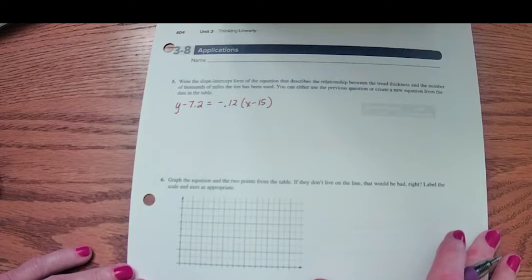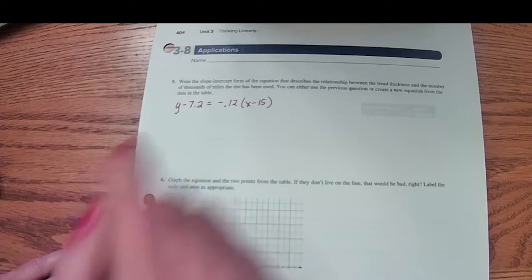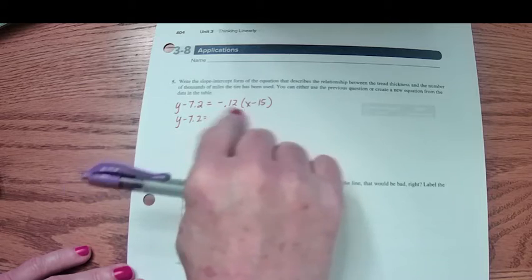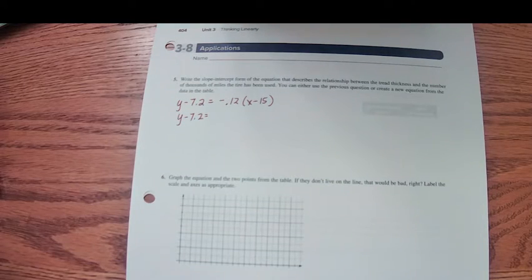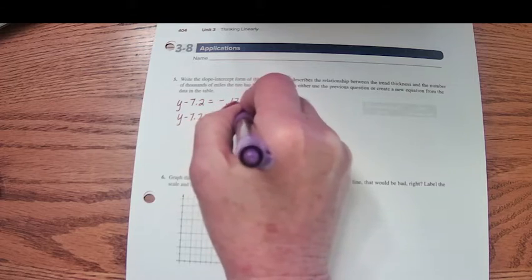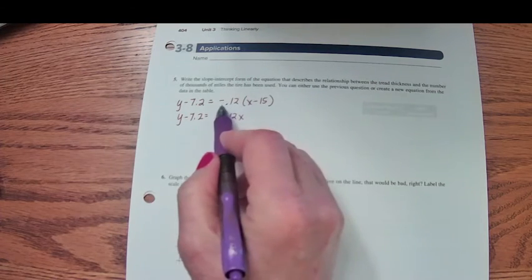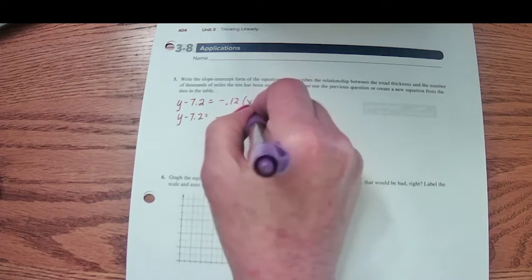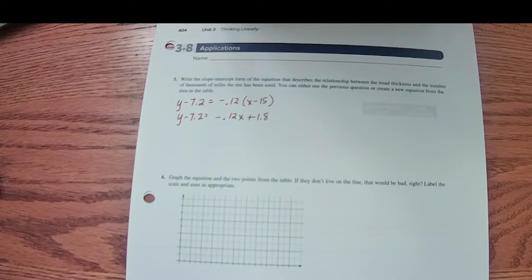We have this equation, and this is asking for slope-intercept form. Y equals our starting point plus our slope times x. We'll leave the y minus 7.2 for right now. Let me distribute the 0.12. So negative 0.12 times x is negative 0.12 x, and then negative 0.12 times negative 15. Negative times a negative is positive 1.8.